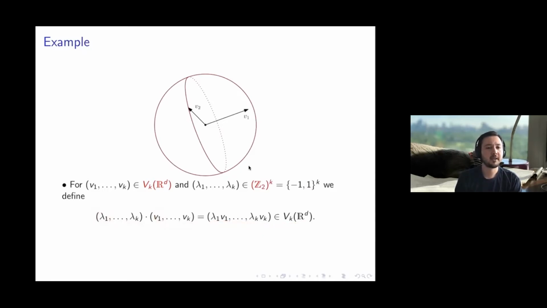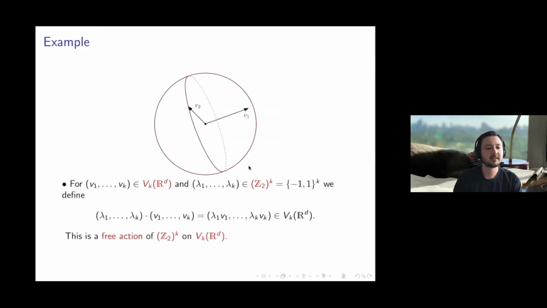So this is an action of Z2 to the K on the Stiefel manifold, and it's a free action of this group on V_k(R^d), meaning that unless you're multiplying by the trivial element of the group, you don't have any fixed points. You're not leaving anything fixed on the Stiefel manifold, which is something really useful for topological results of this type.